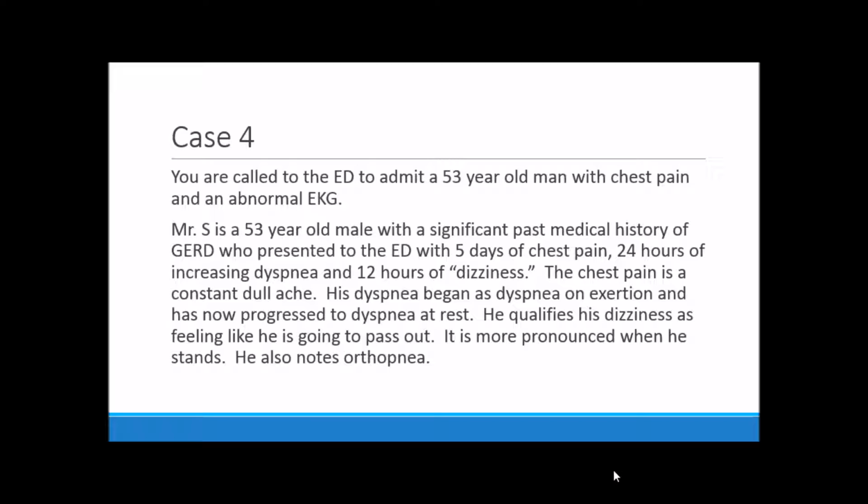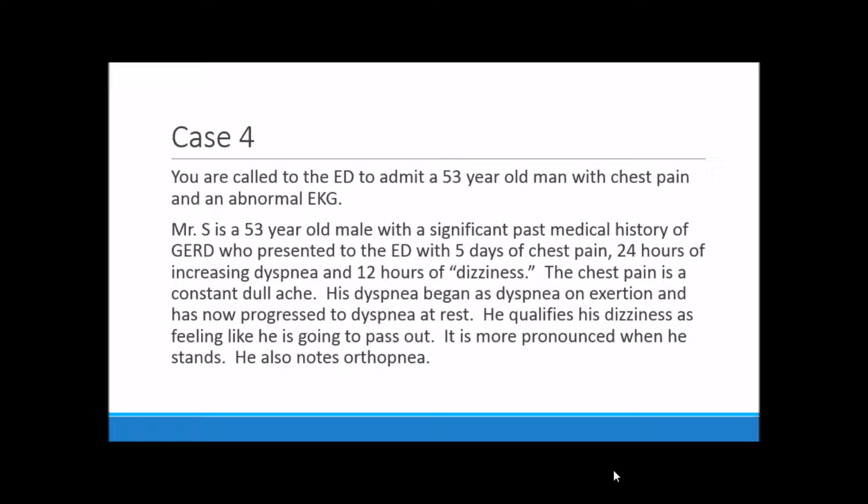Okay, so let's go to cases. You're called to the emergency department to admit a 53-year-old man with chest pain and an abnormal EKG. Mr. S is 53, significant past medical history of GERD, comes in with 5 days of chest pain, 24 hours of increasing dyspnea, 12 hours of dizziness.